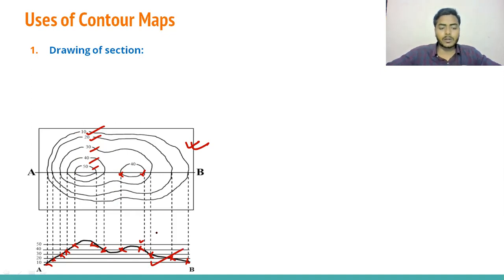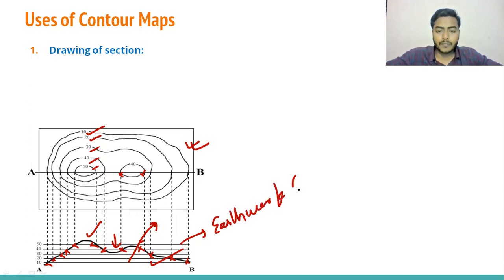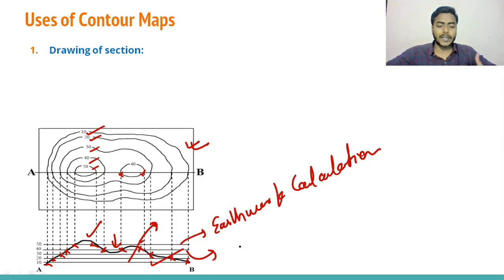You can get the idea about how the ground is varying, where the ground is elevated, where it is going downward, and where it is going slightly upward. So you can get the whole idea. By knowing this, you can also do the earthwork calculation.